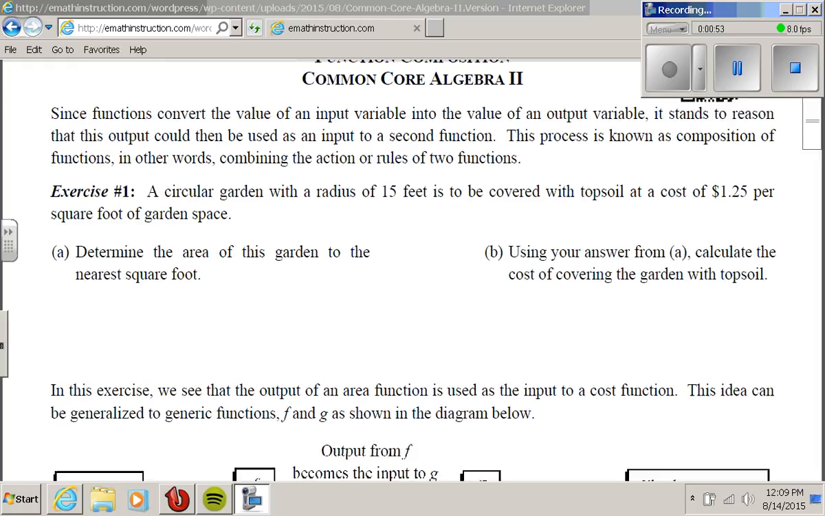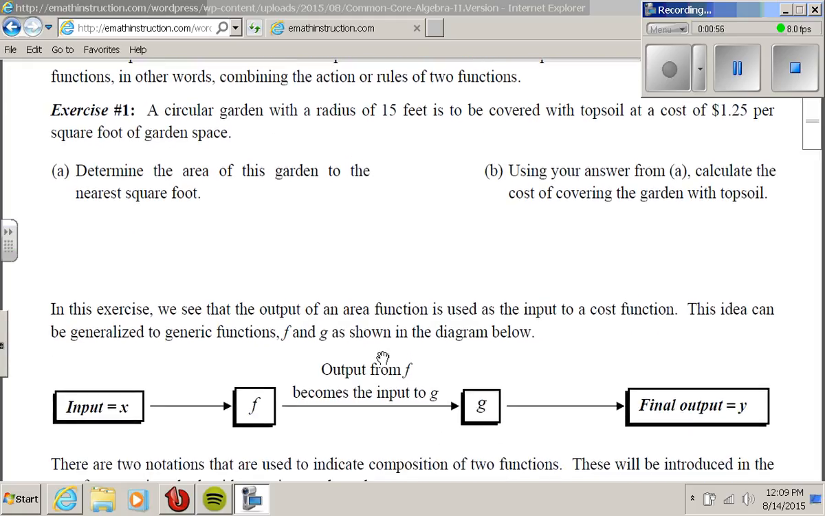So let's look at our exercise 1. Exercise 1 says, a circular garden with a radius of 15 feet is to be covered with topsoil at a cost of $1.25 per square foot of garden space. First thing we want to do is determine the area of this garden to the nearest square foot. And then we want to determine how much it's going to cost to cover that garden with topsoil. This is a composition, okay? You're first finding the area and you're taking that information, you're placing it in to find the cost. So the output of one becomes the input to another, all right?